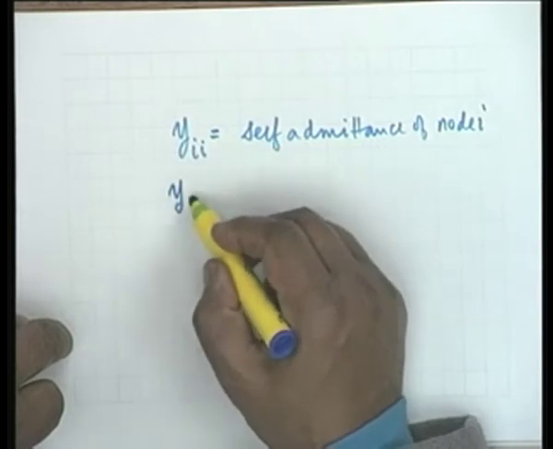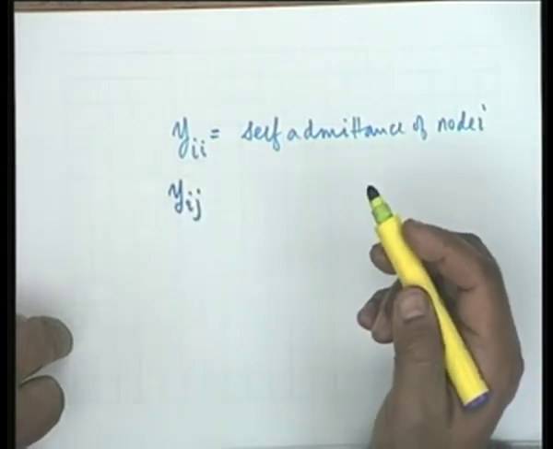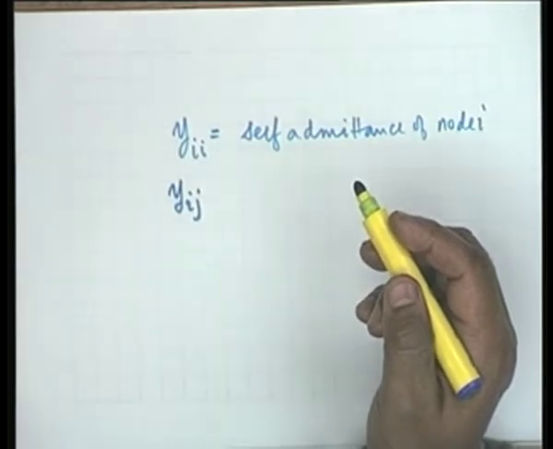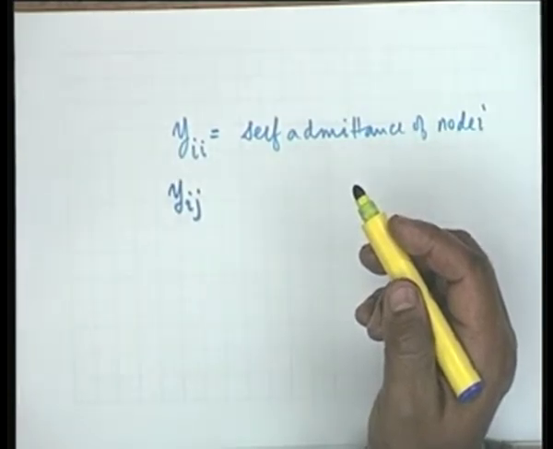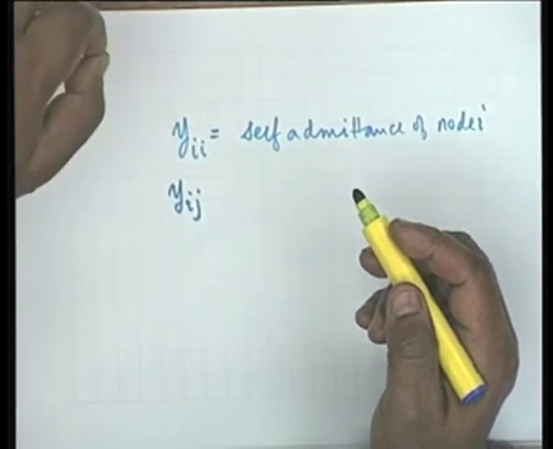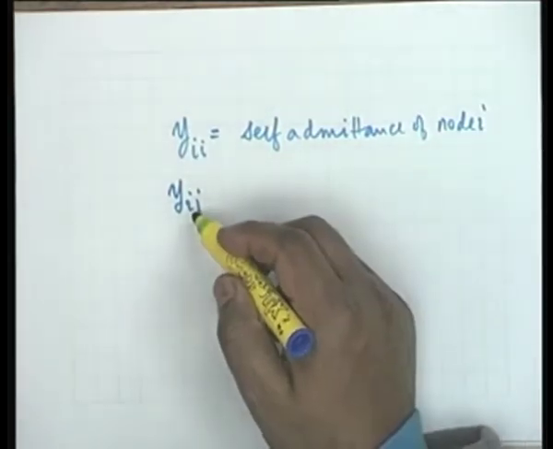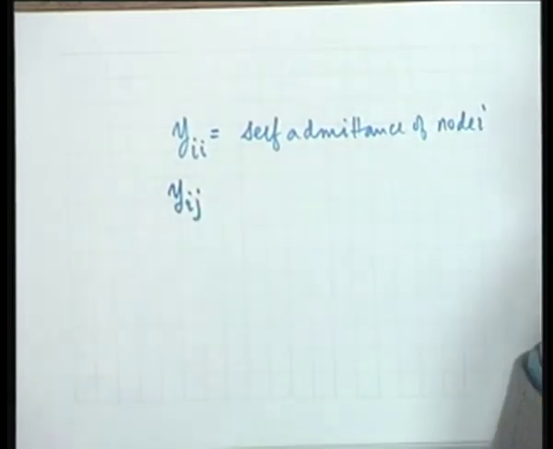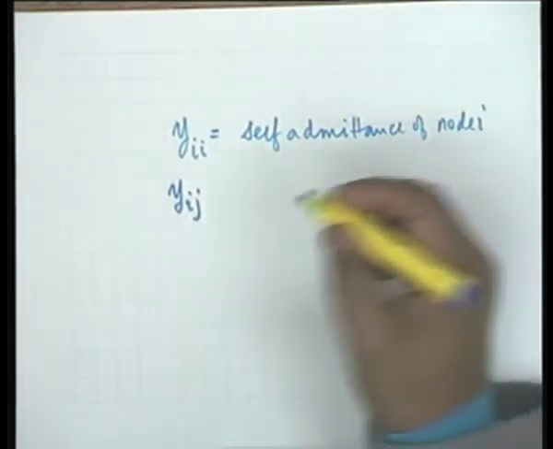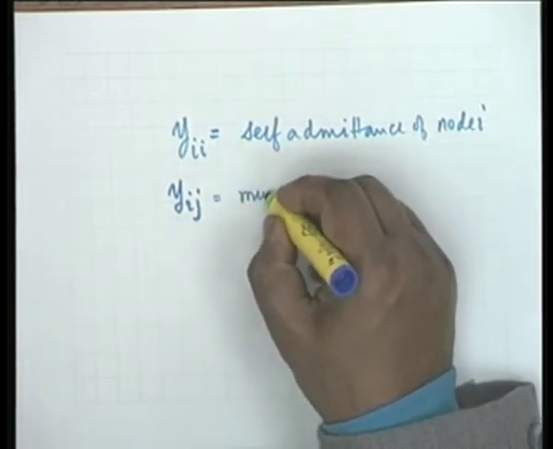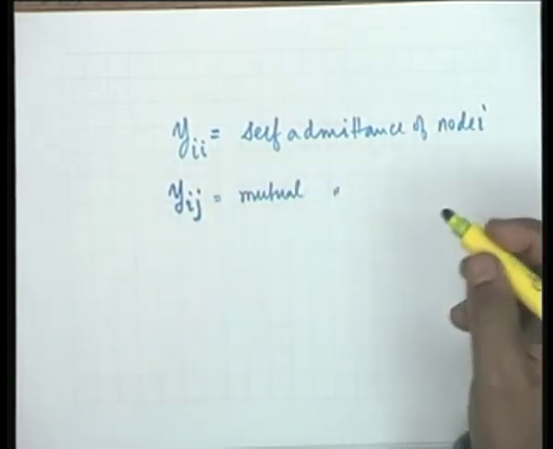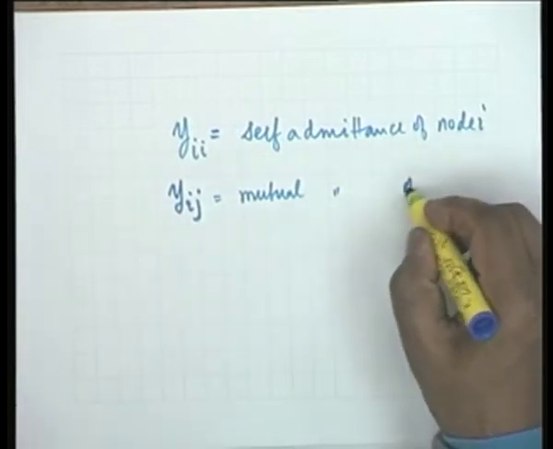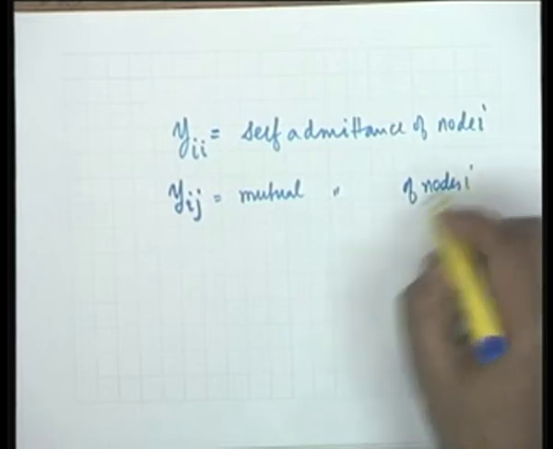Now, Yij, that is if i and j are different, then Yij represents the admittance connected between nodes i and j. So, whenever you write the ith node equation, Yij shall occur, the jth node equation also Yij shall occur. So, this is the mutual admittance, because it is shared by 2 nodes, it is the mutual admittance of nodes i and j, all right.